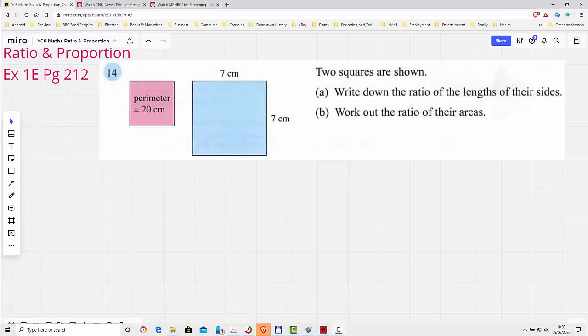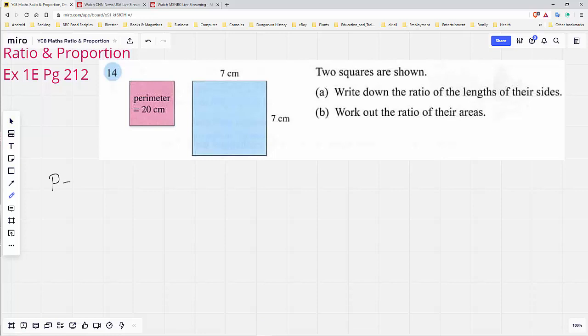Question 14. We have 2 squares, a small pink one and a slightly larger blue one. And for part A, we've got to write down the ratio of the lengths of their sides. And for part B, work out the ratio of their areas. So let's begin then with part A.